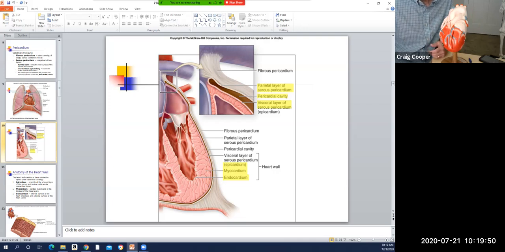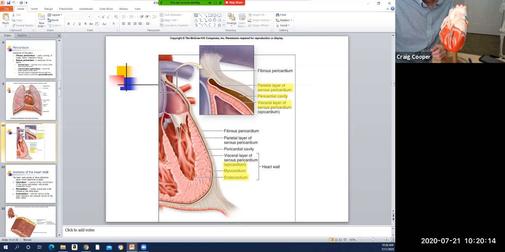kind of the same thing. We've got the epicardium, which is essentially the visceral pericardium. The actual contractile part of the heart muscle is the myocardium. And then the part that's in contact with the blood, in contact with the valves, that's going to be the endocardium. So those are kind of our three heart layers, and then the different components of the pericardium.